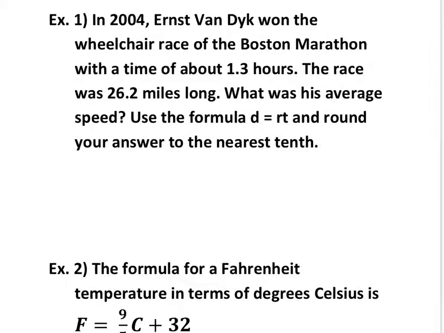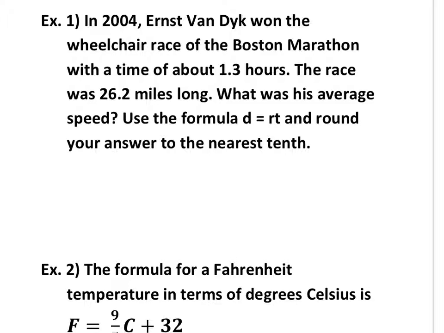So for this one, it says in 2004, Ernst van Dijk won the wheelchair race of the Boston Marathon with a time of about 1.3 hours. So you've been given t. The race was 26.2 miles long. Well, that would be your distance. What was his average speed? Well, average speed here would represent r, a rate.